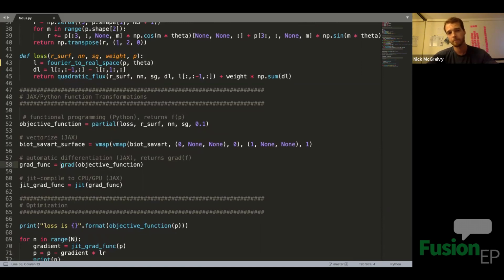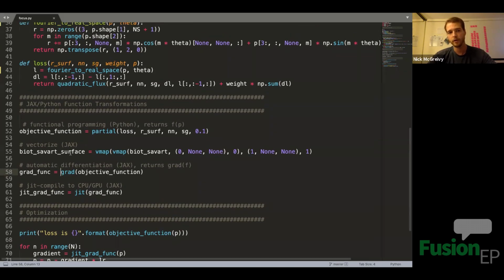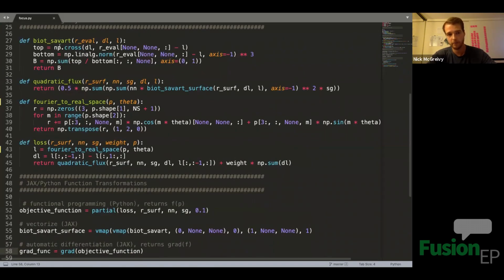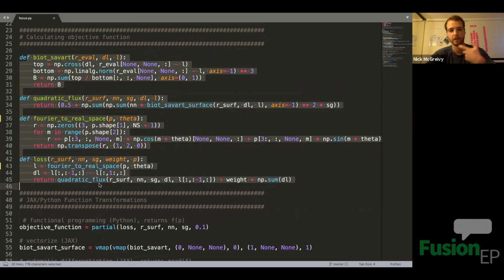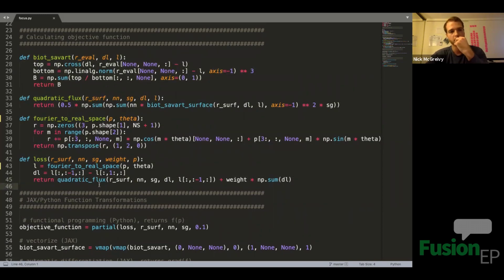Number one, it allows us to not have to write by hand the derivative functions corresponding to each of these functions, which in practice would be pretty difficult, doable, but annoying, time consuming, and error prone. And so that saves you as a programmer a lot of time, and it makes things a lot easier.